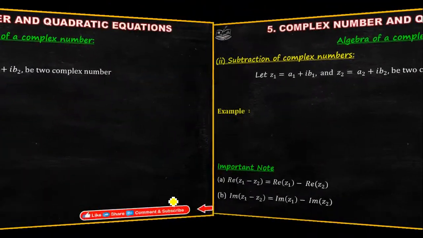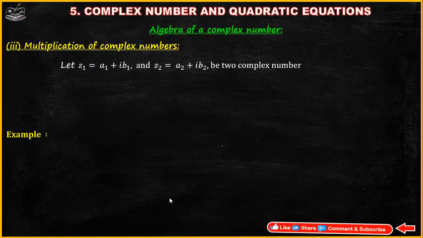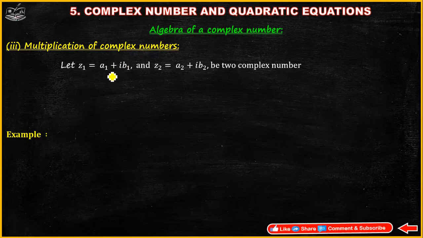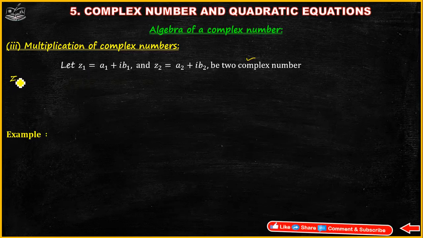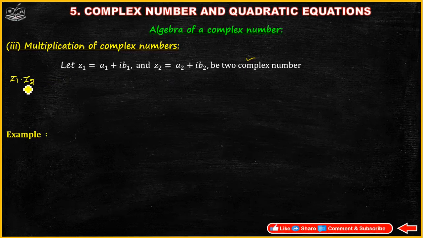Next, another one, multiplication. Multiplication is a little important. So when multiplying complex numbers, z1 is equal to a1 plus ib1, z2 is equal to a2 plus ib2. Take two complex numbers. We need to find how to multiply these two complex numbers. So here, z1 into z2, I take two complex numbers. Shall we multiply z1 and z2?